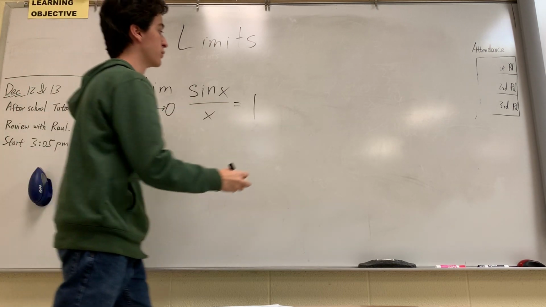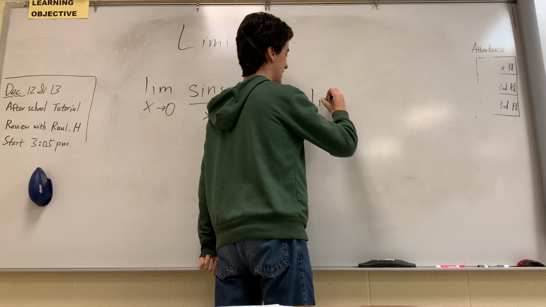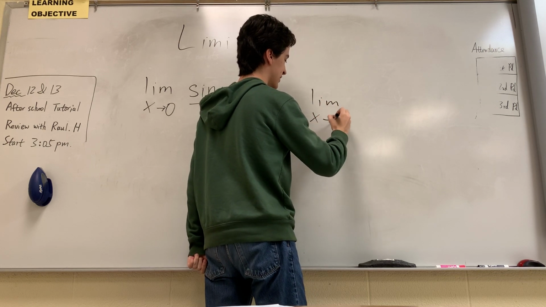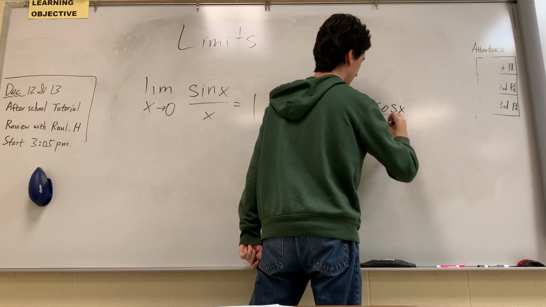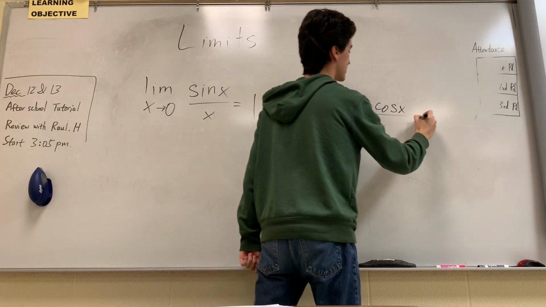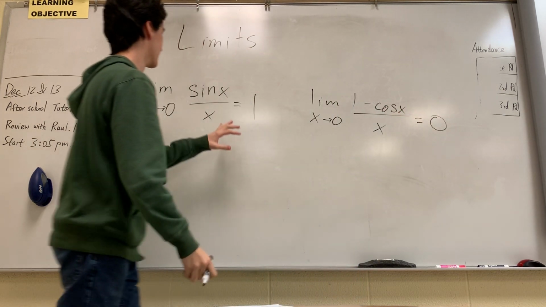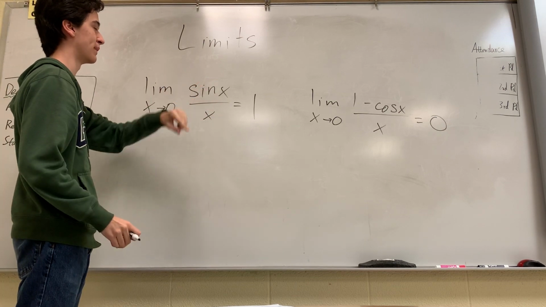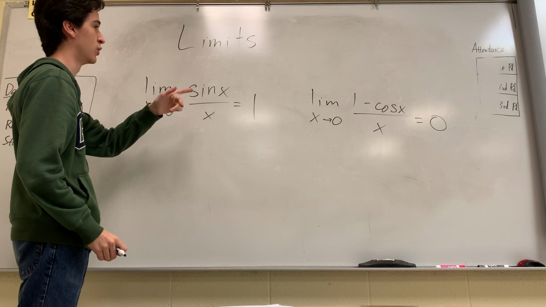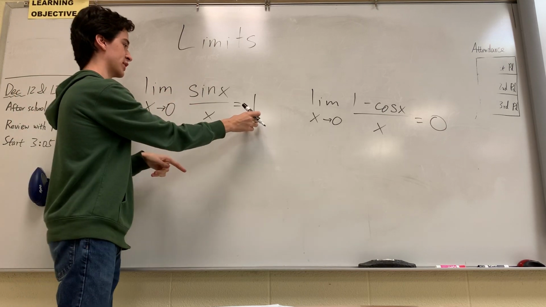We also have the case where we have the limit as x approaches 0 of 1 minus cosine of x, divided by x. And that's actually going to be equal to 0. One thing I want you to notice is that if you have 1 divided by 1 and you take the reciprocal of it, that's still going to be 1 divided by 1, which is still going to be 1.